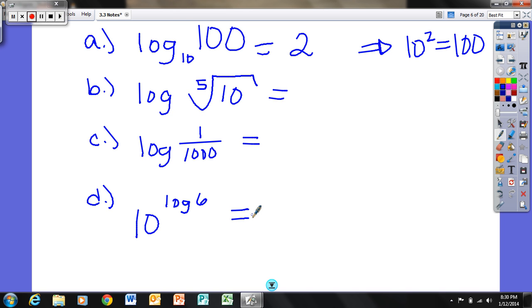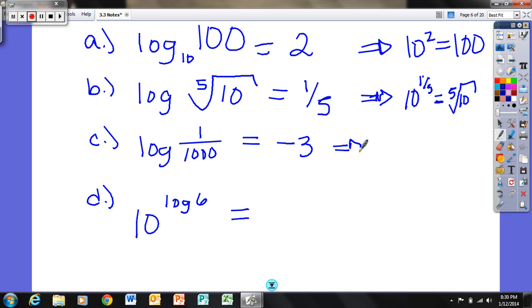So let's go back to letter B. In letter B, the answer is going to be 1/5. And we can check our answer again by saying that 10 raised to the 1/5. We know when we have something raised to a fraction, it's really just taking that root of the denominator, so the 5th root of 10. In letter C, our answer is going to be -3. You can see 10 to the -3 is the same as 1/10 to the 3rd, which is the same as 1/1000.